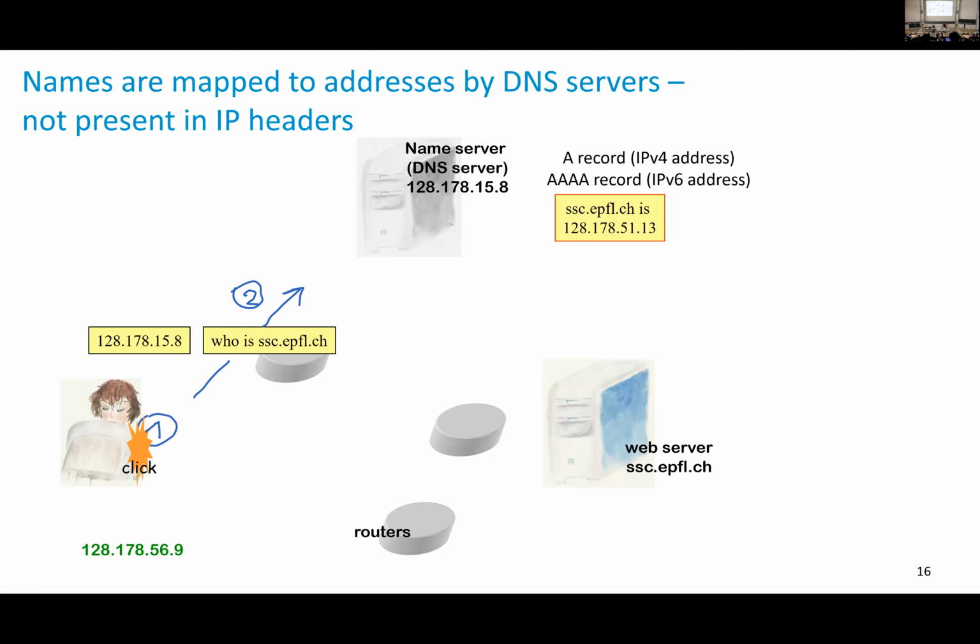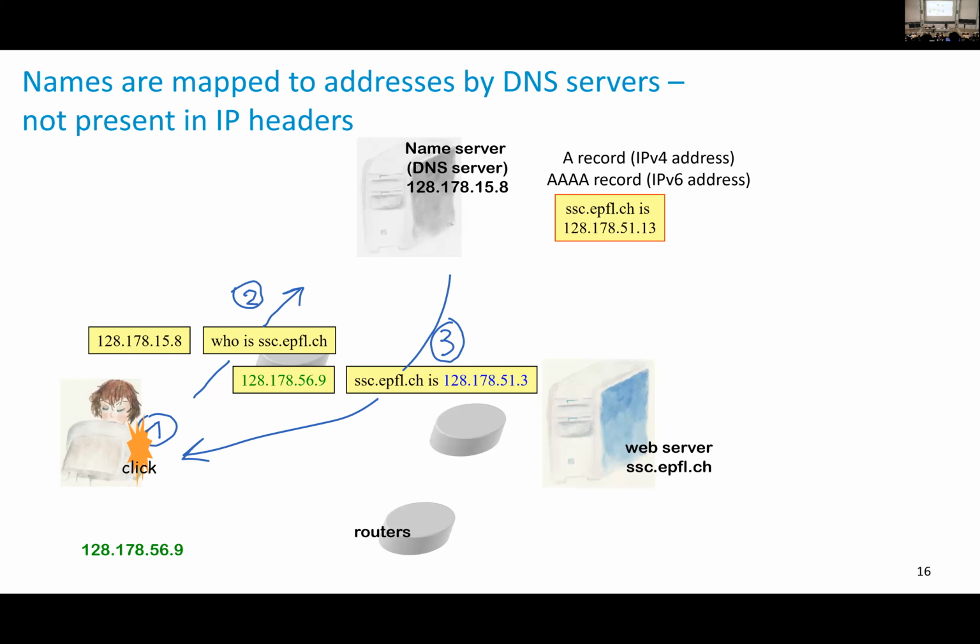So we'll send a request in one UDP packet, and if everything works fine, we'll receive a reply. The reply will be sent to the destination address, which is the address of this user here, on the port that we have seen before, the temporary port that has been allocated to this transaction by the operating system of the machine. And the text will be of the type SSC EPFL is this. The format of this text is precisely the DNS protocol. This is what DNS specifies, how we encode this message.